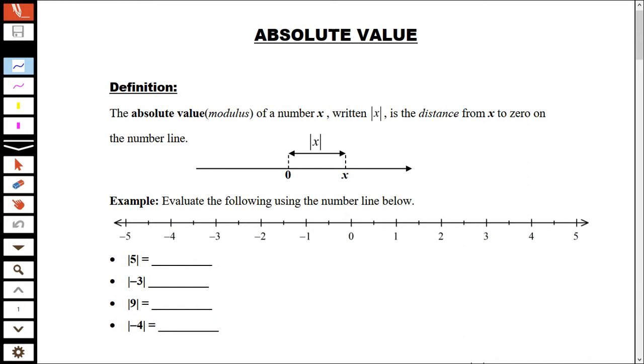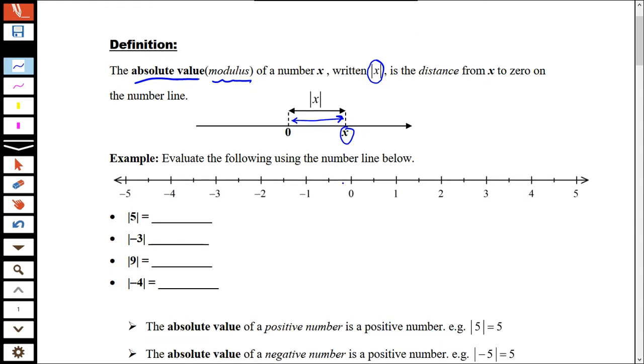Well, let's start off with the definition. The absolute value, which is also called the modulus, of a number x, written like this, with a vertical line either side of the x, is the distance from x to 0 on the number line. So here's x. That distance from 0 to x is called the absolute value of x, or the modulus of x. So the best way to understand that is to look at some examples.